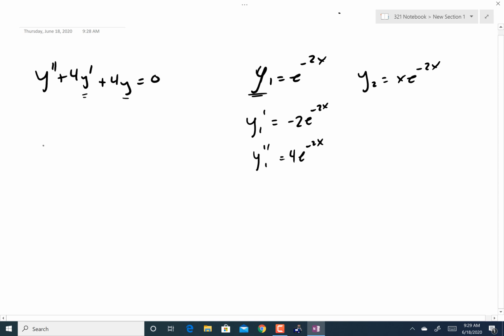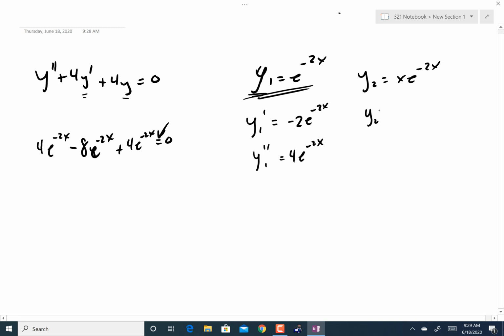And so if you plug those in, you will get 4e to the negative 2x, plus, it's going to be minus 8, minus 8 e to the negative 2x, plus 4 e to the negative 2x. Does it equal 0? It sure does. Check. This is a solution. Cool. What about this fellow?